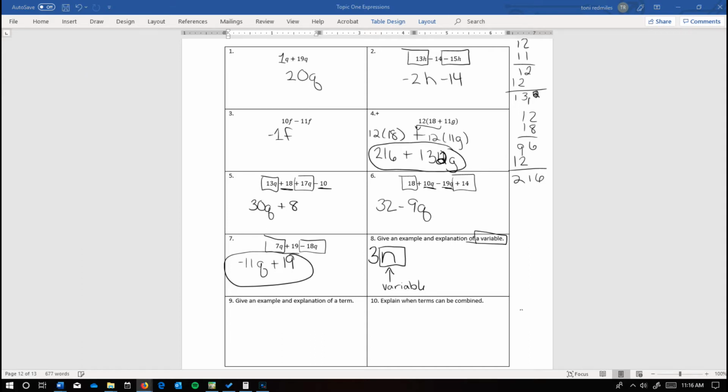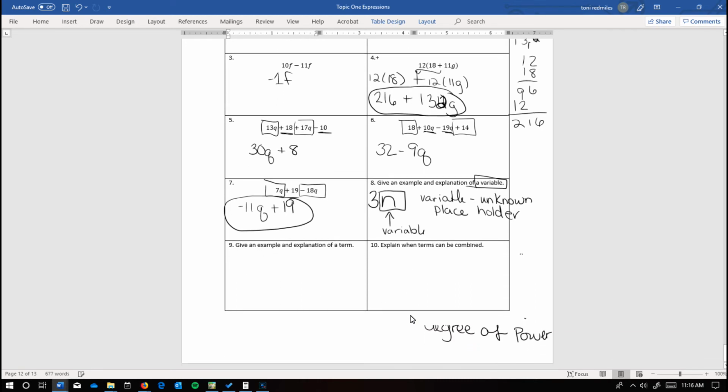So once you have that, you can move on to the explanation. So a variable is just an unknown. It's an unknown placeholder. It's just in there until I know what it is. That's all it is. Okay, it's an unknown placeholder in the expression.